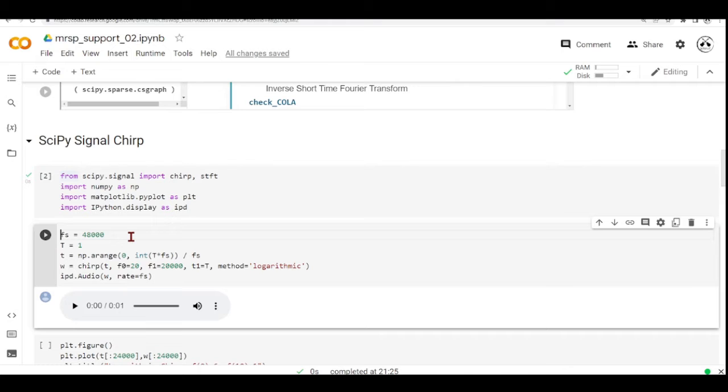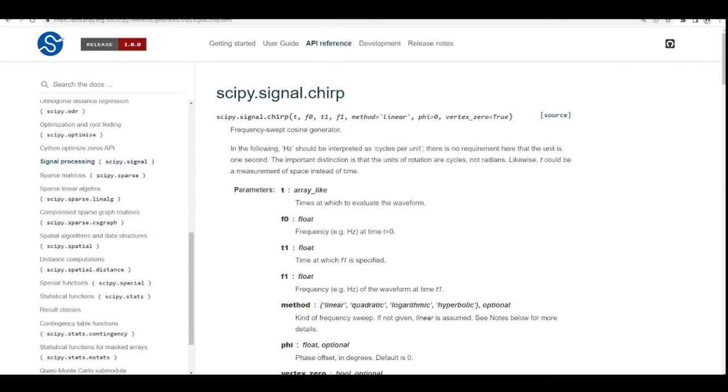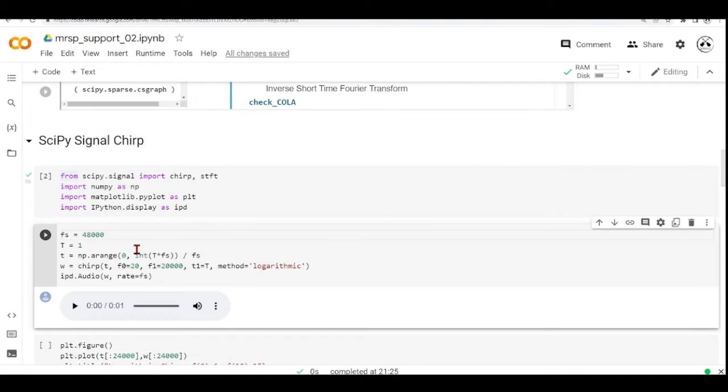In our case, we are using a sampling frequency of 48 kHz. We are defining here t equals 1, so we want 1 second of our chirp signal. Here we are defining a time array, and here we are passing our time array. It's the times at which to evaluate the waveform. And we have our frequency in the human hearing range, from 20 Hz to 20 kilohertz. So t1 is T, which is 1, so it's evaluating from 0 to 1 second, and we're using a logarithmic method. This function will return this array with our signal, and we can listen to this signal.